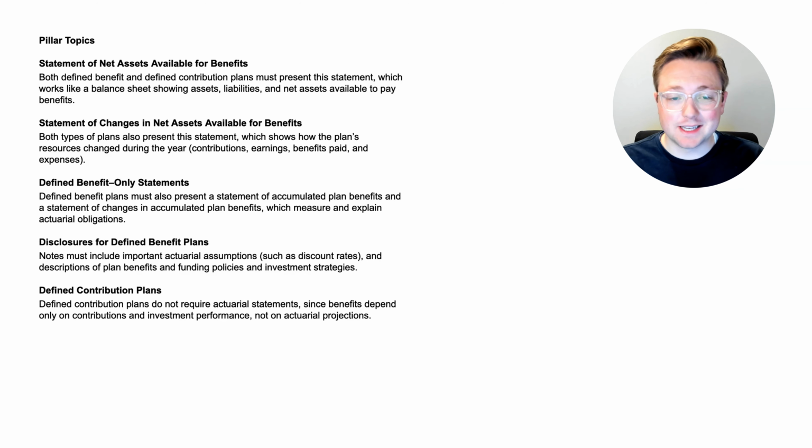First off, let's talk about the statement of net assets available for benefits. This is required for both defined benefit and defined contribution plans, and they must present this statement, which works like a balance sheet showing assets, liabilities, and net assets available to pay benefits. Now let's talk about the statement of changes in net assets available for benefits. Again, both types of plans also present this statement, which shows how the plan's resources changed during the year: contributions, earnings, benefits paid, and expenses, similar to an income statement.